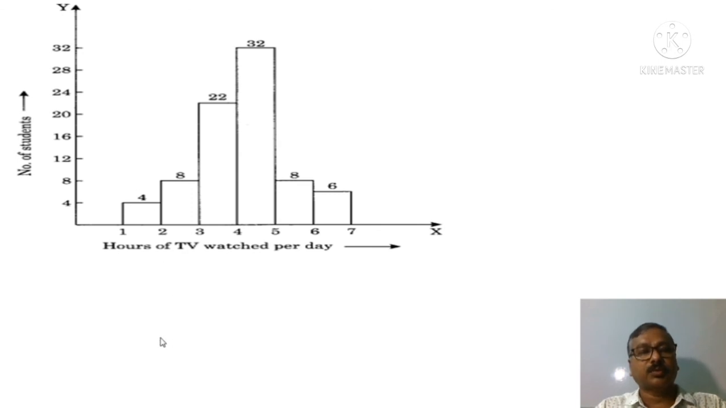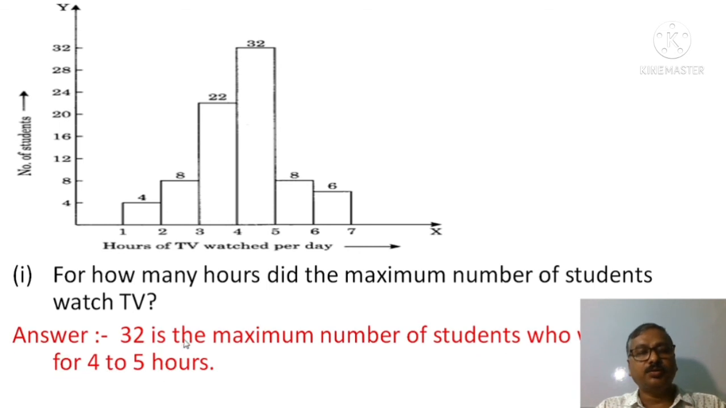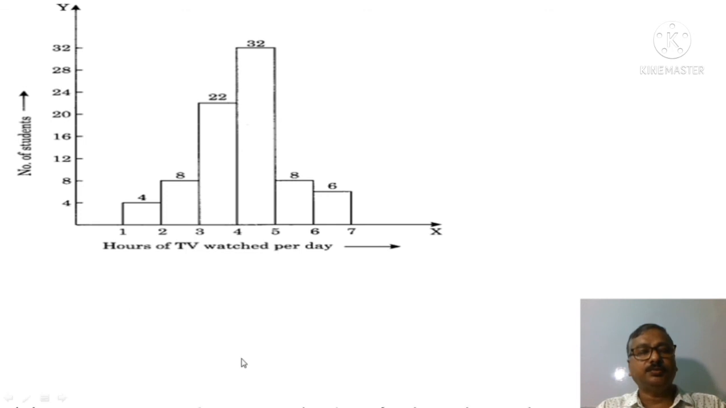Now let us answer the questions. For how many hours did the maximum number of students watch TV? 32 is the maximum number of students who watch TV, and that is for 4 to 5 hours. In this interval, 4 to 5 hours, the maximum number of students watch TV, that is 32.